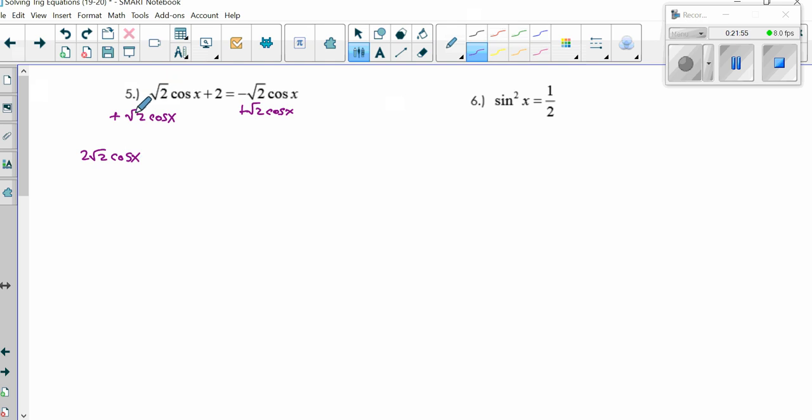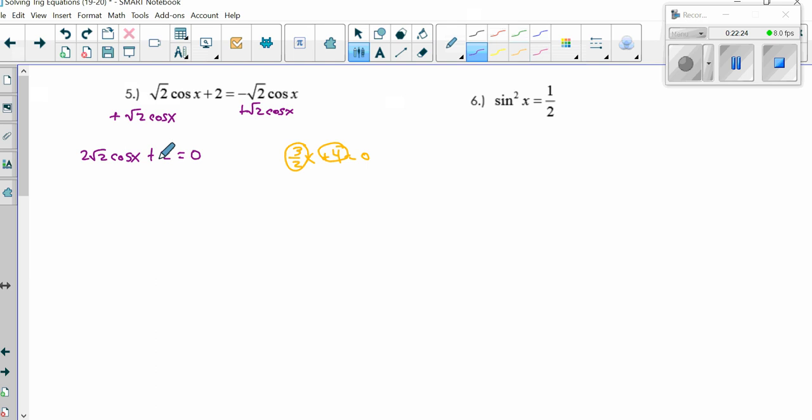So 1 root 2, another root 2 means I have 2 of them, plus 2 equals 0. Okay, and now I know that there's a cosine in here, but think about it this way. This is very similar to a problem that looks like 3 over 2x plus 4 equals 0. If I want to get x by itself, I'm going to subtract 4 and then multiply by the reciprocal. Right? I'm just going to undo each of those things.